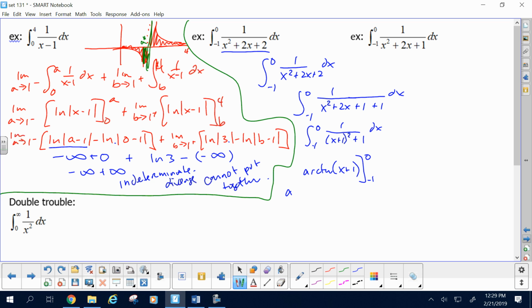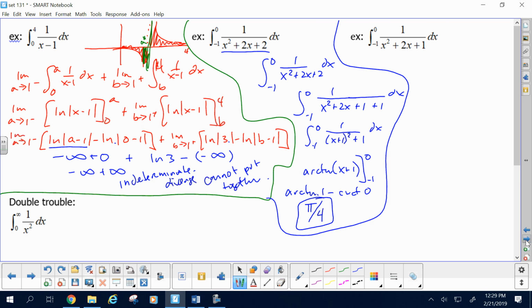And so it'd be something like arctangent of 1 minus arctangent of 0, yes? So your answer is? Pi over 4. Pi over 4 is the answer to that problem on that exam. All right, now that said, this one is like it, but slightly different.